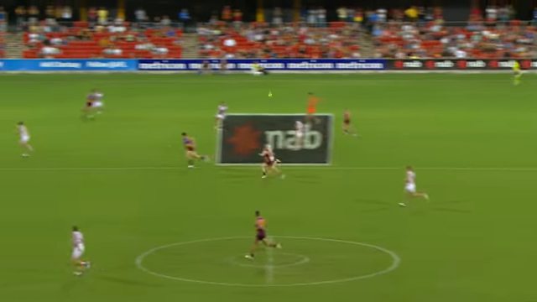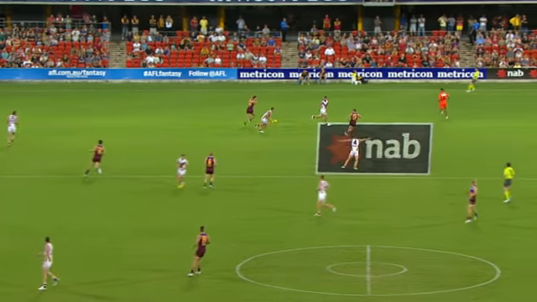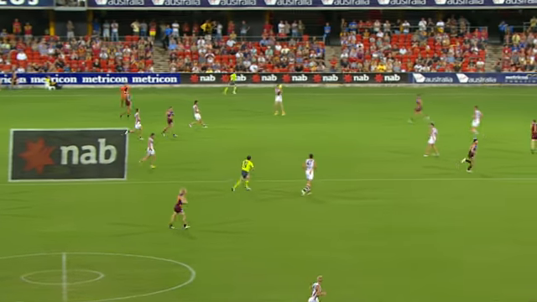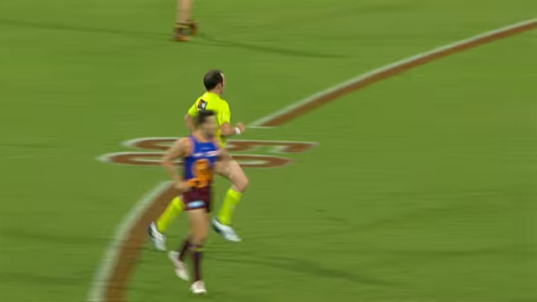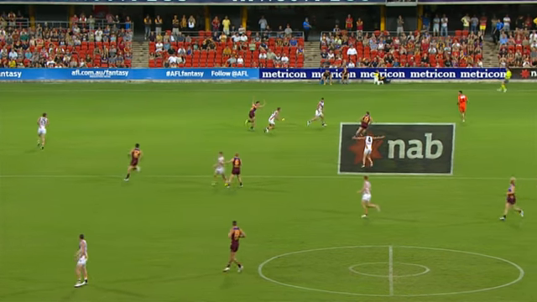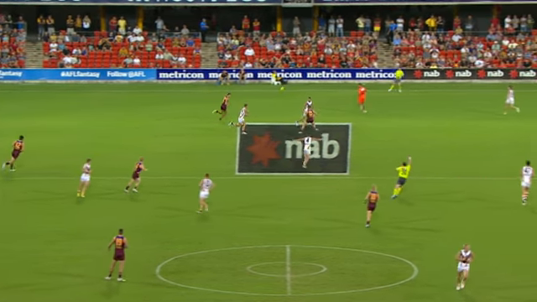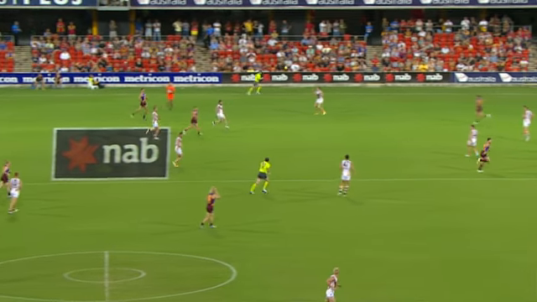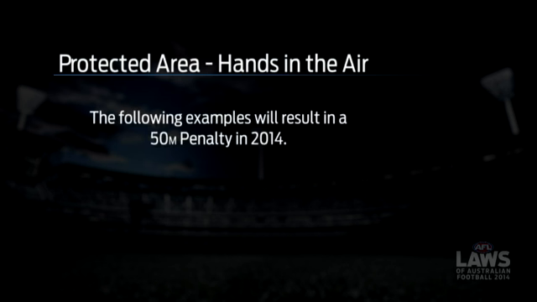In this example from 2013, Paparone was penalised for having his hands in the air while in the protected area. However, he has no impact on the player in possession of the ball and therefore will not be penalised in 2014. The following examples will result in a 50-metre penalty in 2014.